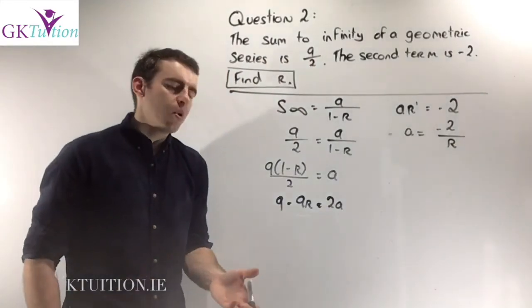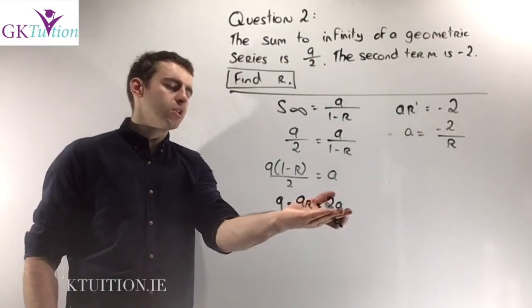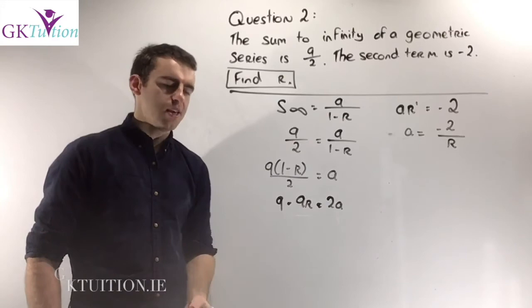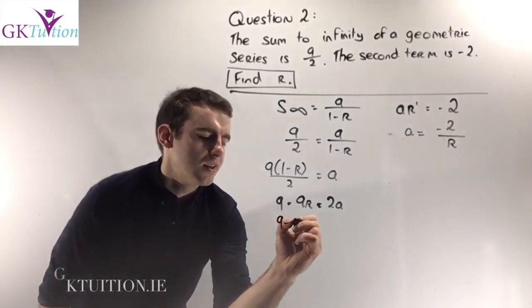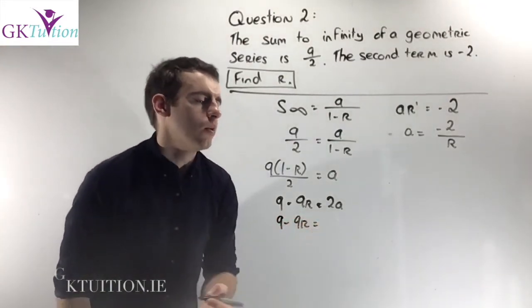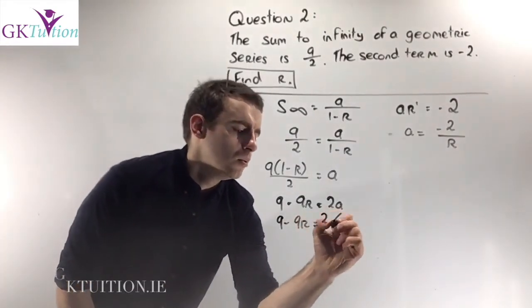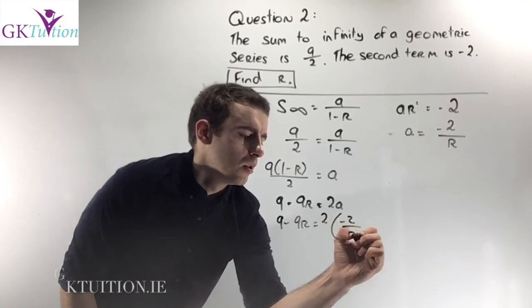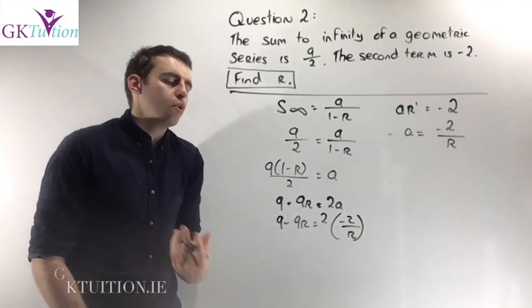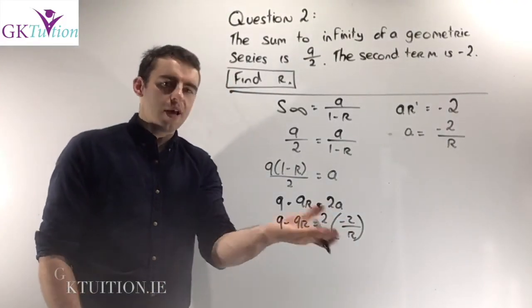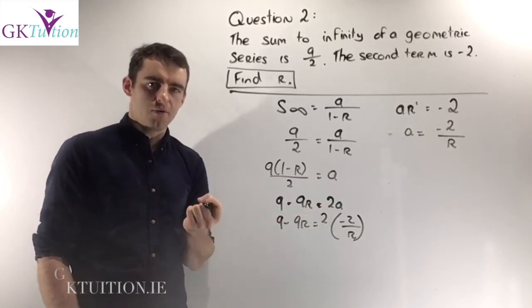If I know that A is -2 divided by R, I can substitute it into this equation instead of the A. So the left hand side would stay the same. It would be 9 minus 9R. And the right hand side is 2 times A, which in this case will be 2 times -2 over R. And at least now I've got one equation and one unknown, so I'm going to be able to solve this to find the value for R.